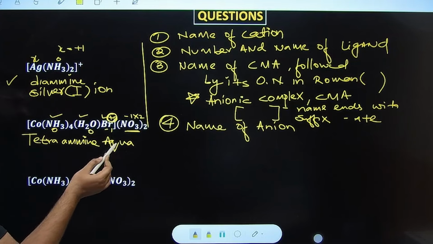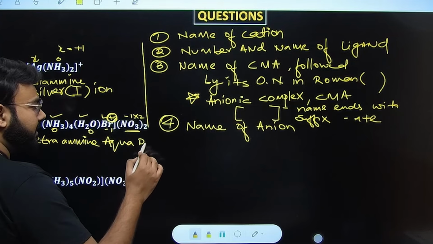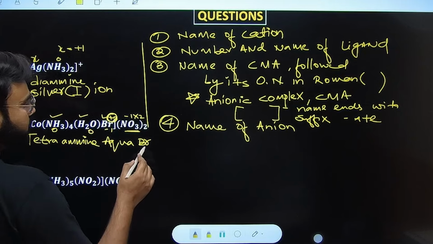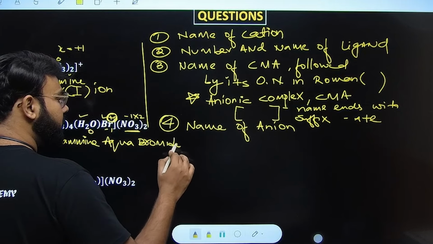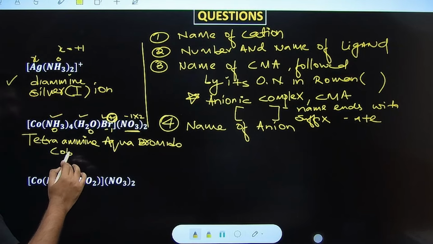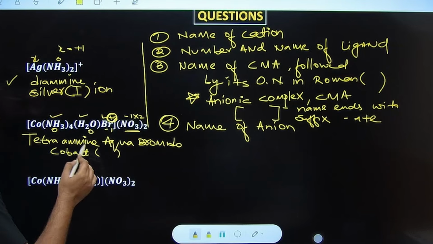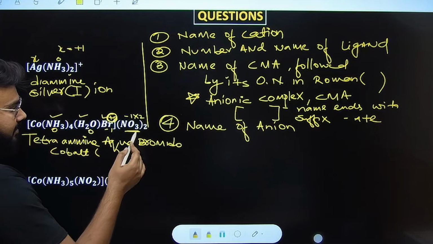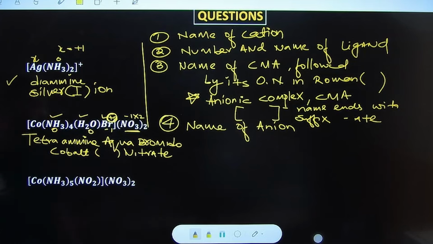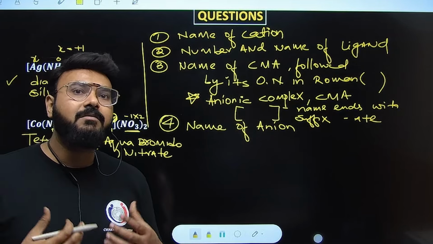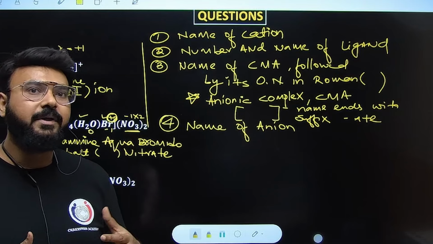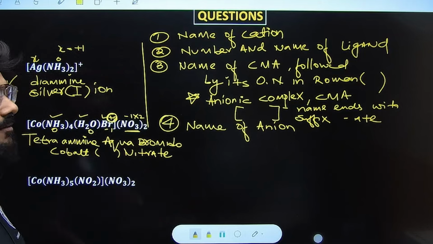So tetraamine aqua bromido. Remember I told you bromide will become bromido, E will be replaced with O. So bromido, and after that, what is the name of the metal? Cobalt. Cobalt, the Roman number we have to calculate. And what is the anion? This is nitrate. So we'll write nitrate. And you don't have to write the di-tri words for cation or anion. For cation and anion, just the name is enough. You don't have to indicate how many of them are there. Keep that in mind.